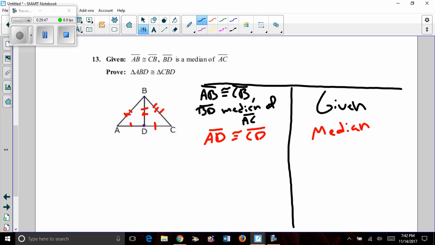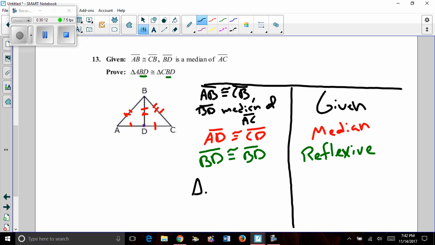But in that picture, I see, oh, I forgot to say that BD is congruent to BD. Again, I want you to notice that that's the order in which it's written in the name, by reflexive, and now I have three sets of congruent sides. So triangle ABD is congruent to triangle CBD by side, side, side.